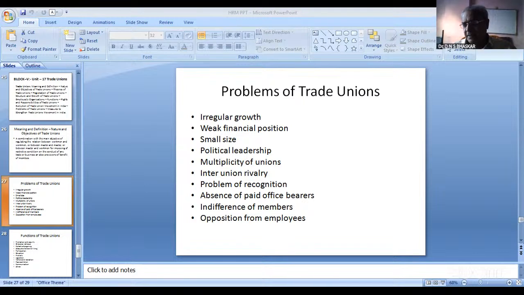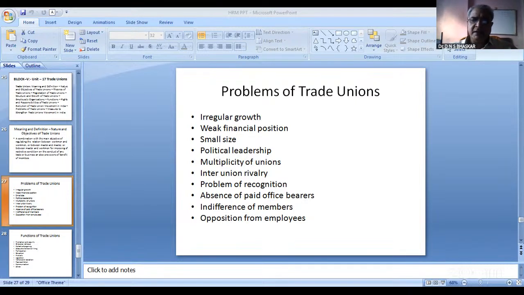As a result of that, when the size of the trade union is smaller, automatically the strength of the trade union will also be less. So they can't command or dictate any terms and conditions for the benefit of the employees. This we have to understand. The bigger the size, automatically the benefit will also be larger.